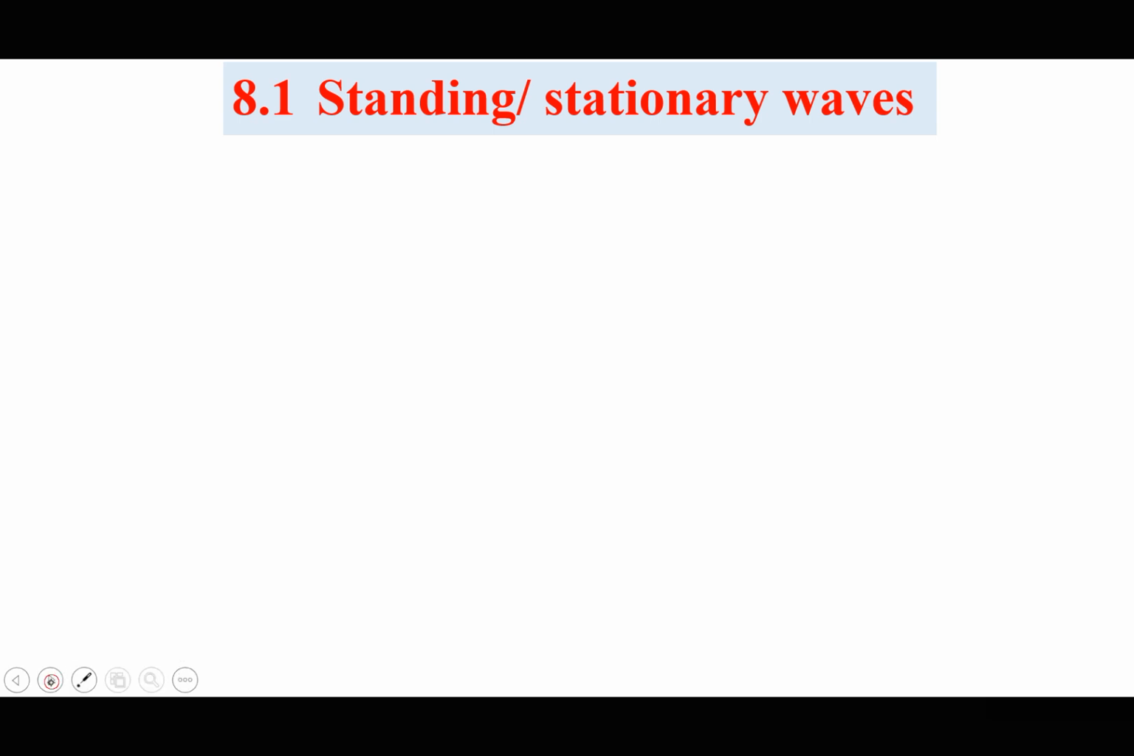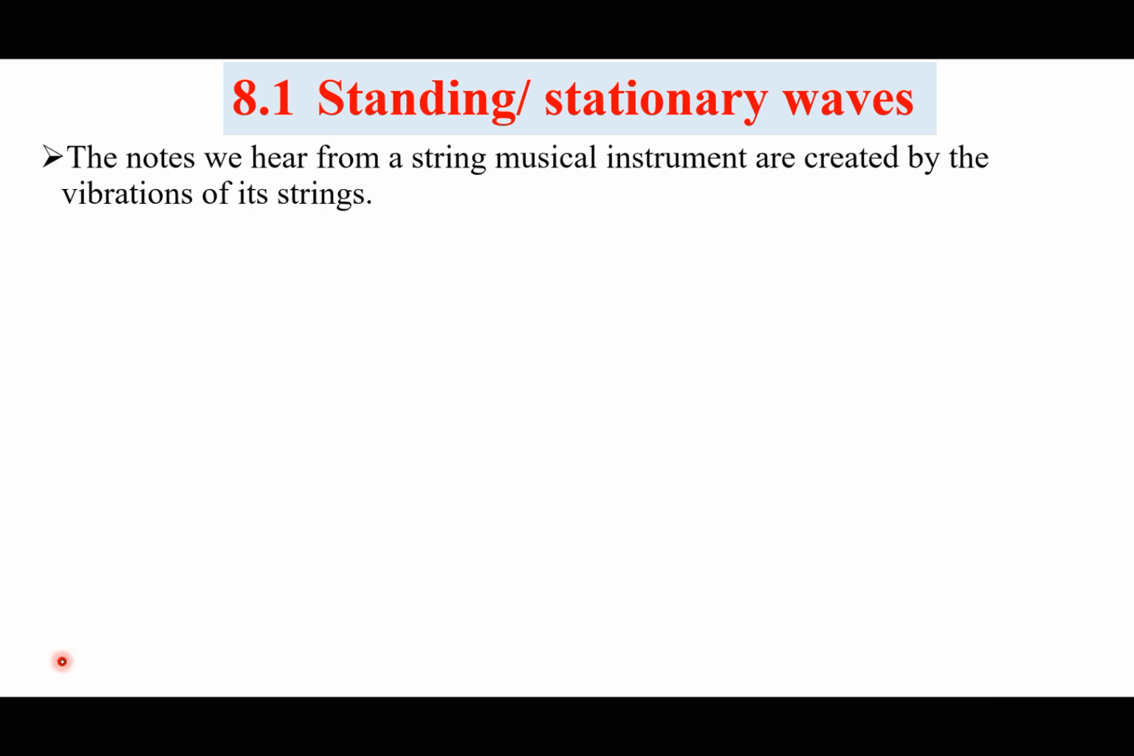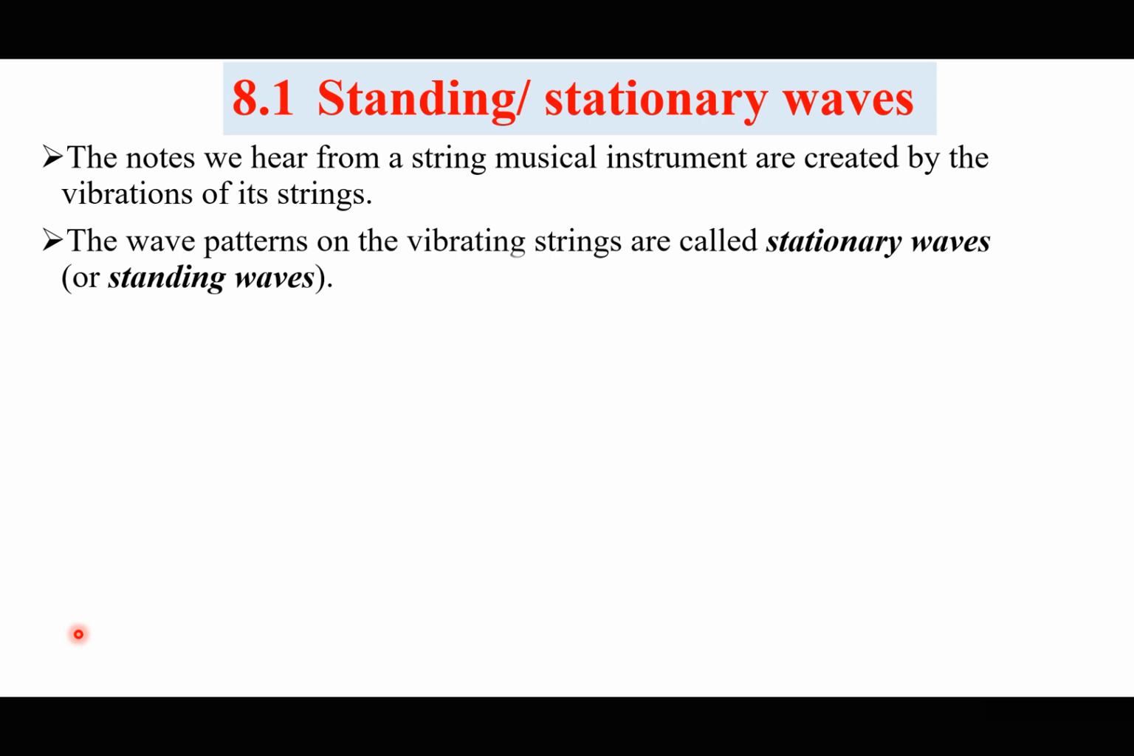I want you to note that the waves that we hear from a string musical instrument such as a guitar are created by vibration of its strings. To produce waves on a guitar string, you have to pluck the string. So the notes that we hear from a string musical instrument are created by the vibrations of its string, and the wave patterns on the vibrating strings are called stationary waves.